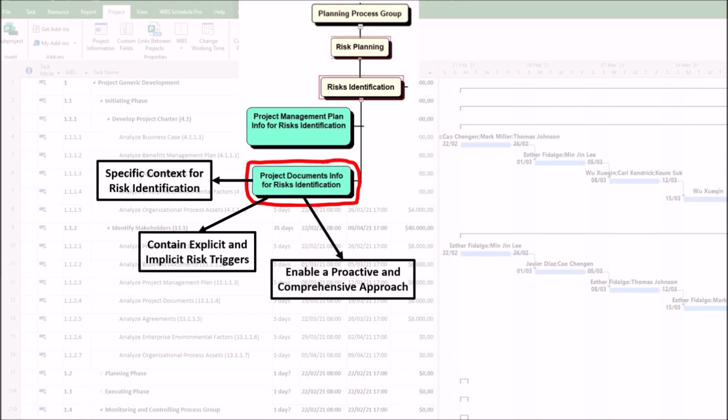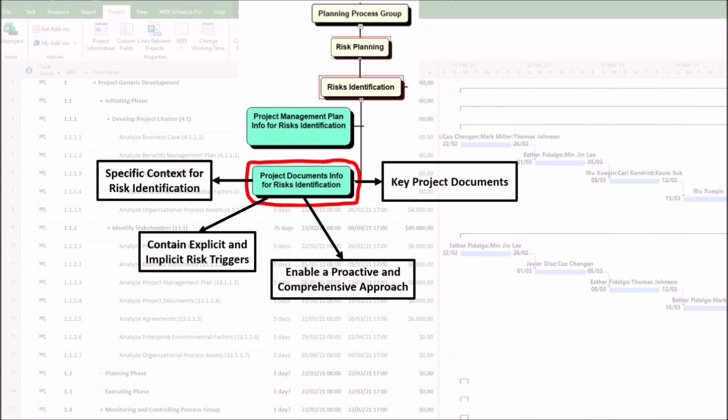3. The project documents also enable a proactive and comprehensive approach. By systematically reviewing project documents, the project team can be proactive rather than reactive. It transforms risk identification from a brainstorming session into a structured, evidence-based analysis.